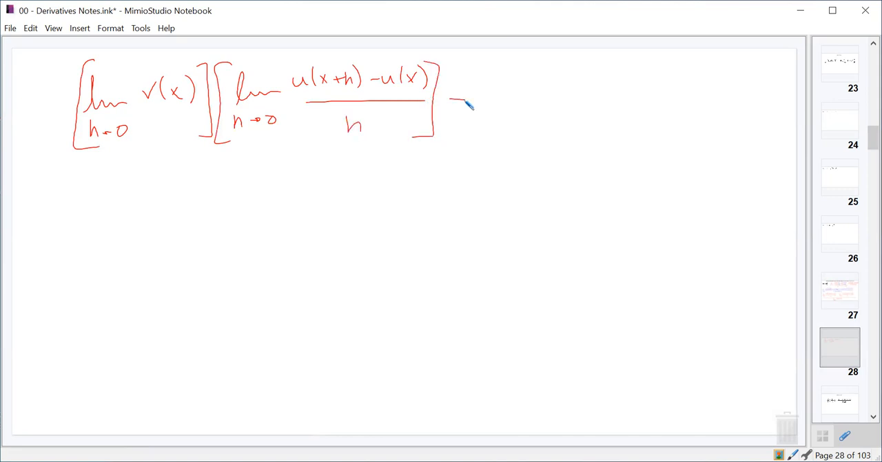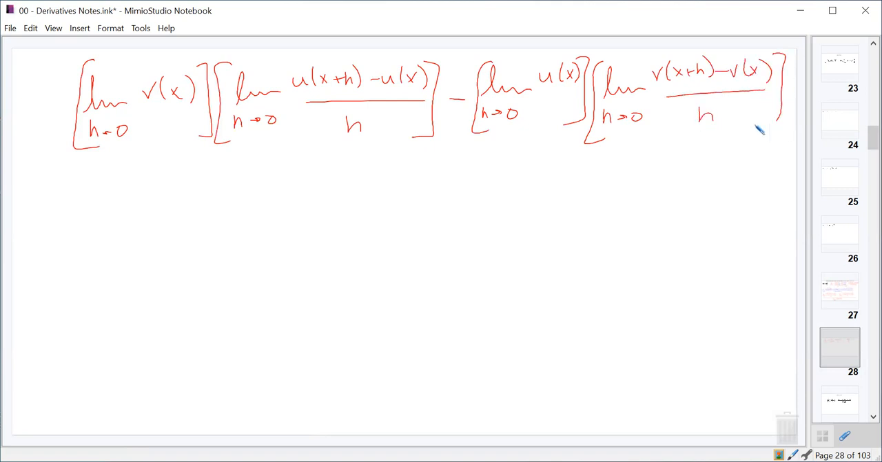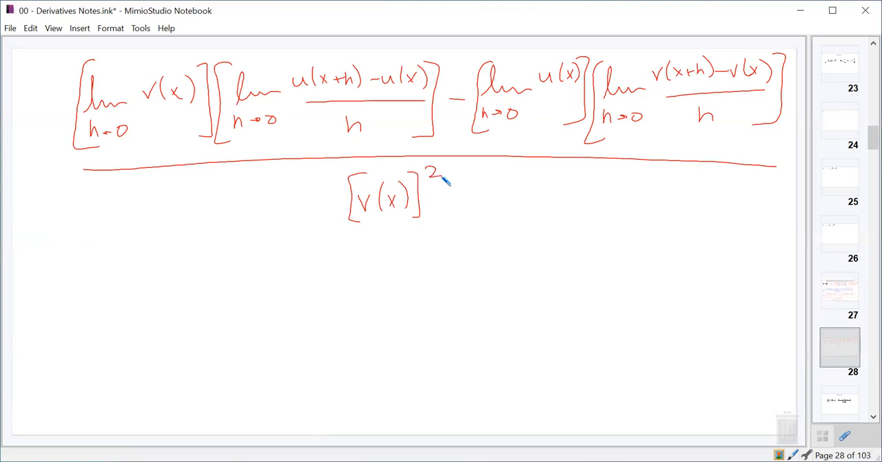And then we will subtract from that the other limits that we had, which were the limit as h approaches 0 of just the u of x, and the limit as h approaches 0 of v of x plus h minus v of x all over h. And now that's all over that bottom one, which we decided was just v of x times v of x, or v of x squared, and it's no longer part of any of the limits.